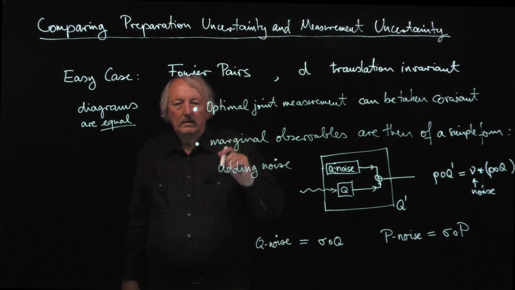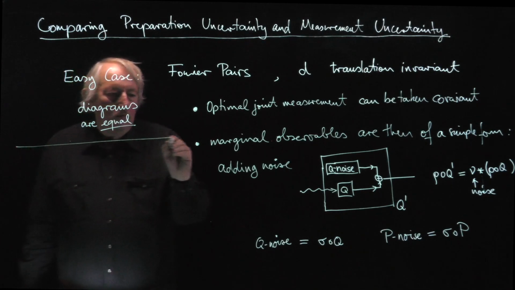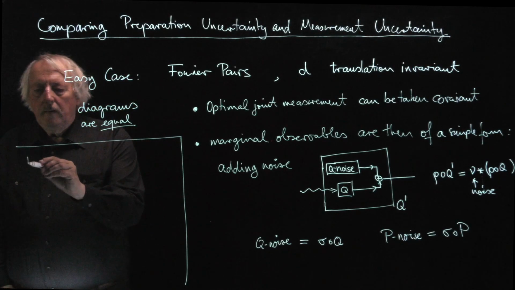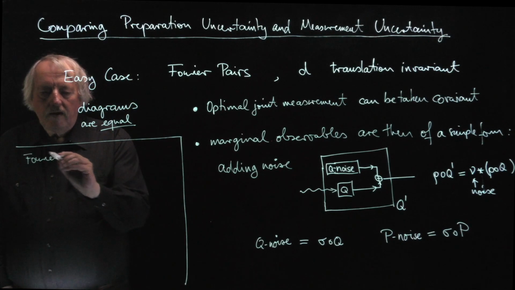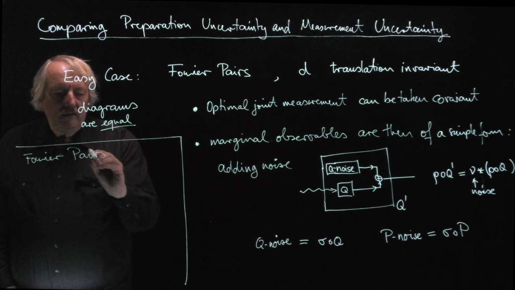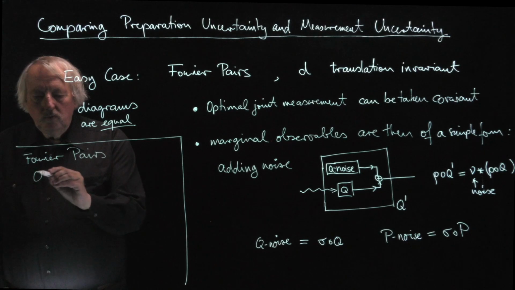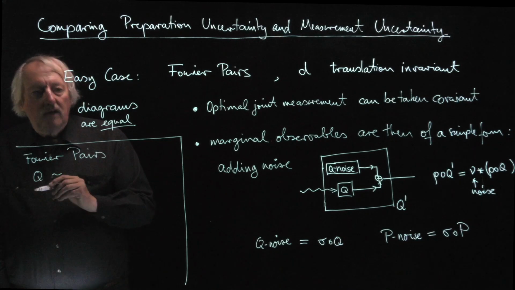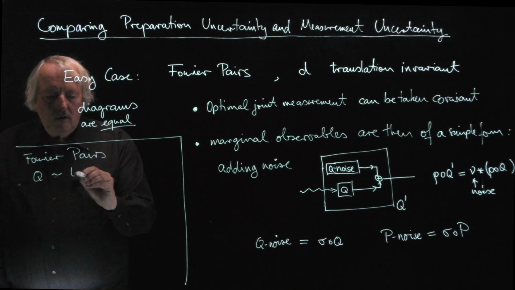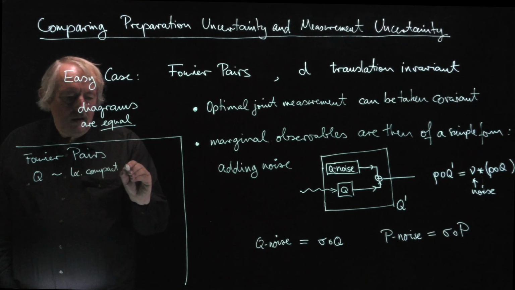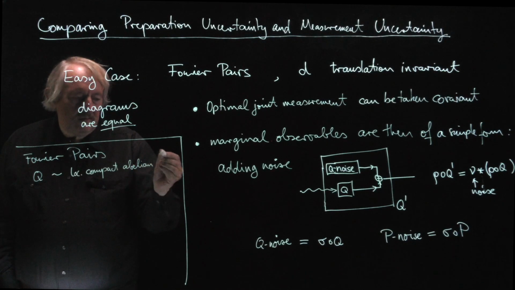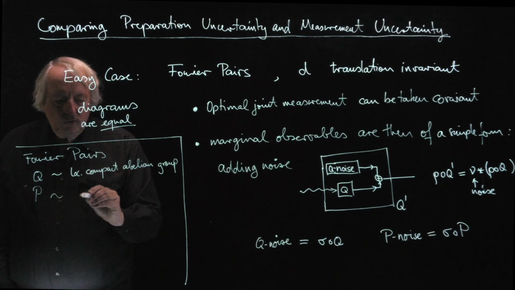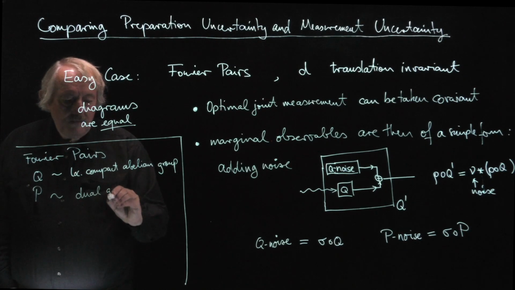Now, I don't want to go into many details here about what a Fourier transform is, but let me just mention what this implies. So Fourier pairs are generated in the following way. The Q, or the corresponding outcome space, is a locally compact, forget what that means, abelian group. So we can have this addition structure. And the P would be in its dual, in the Pontryagin dual group.